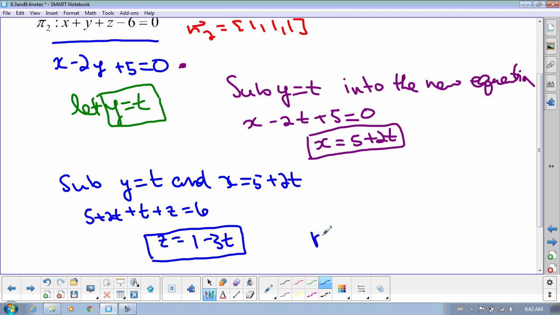So now I'm going to write that as a vector equation. So from the parametrics, when I look at the x, the position vector that I have is 5, 1, and 1. And I have plus t. My direction vector, so the x value is 2 because that's the number with the t. My y is 1, and my z is -3.